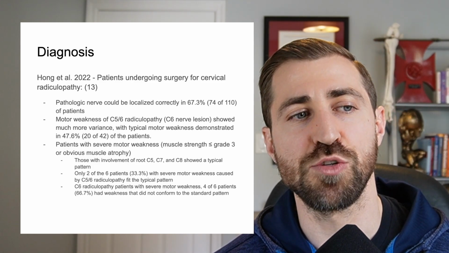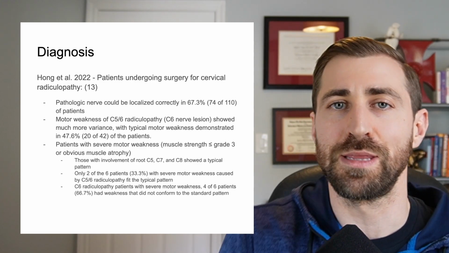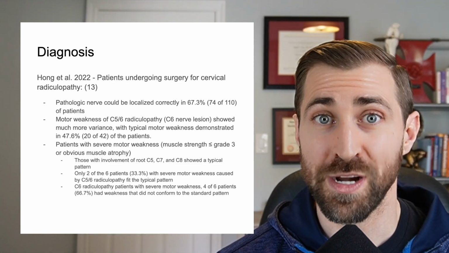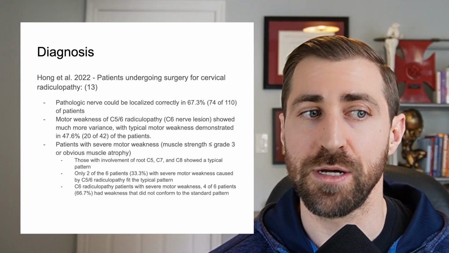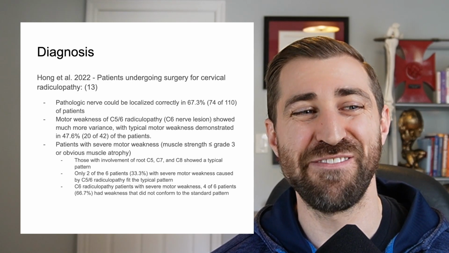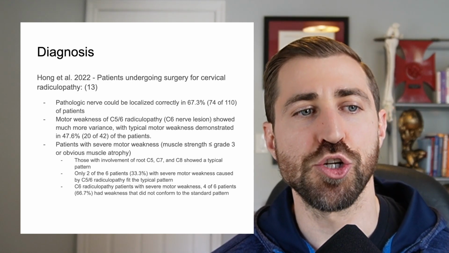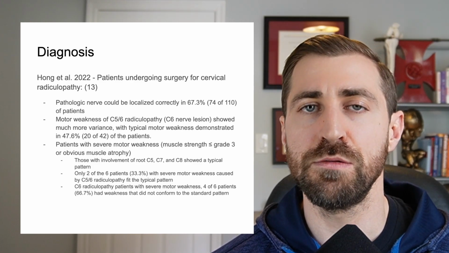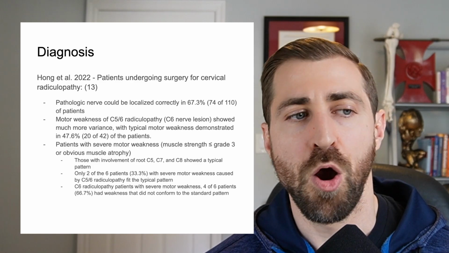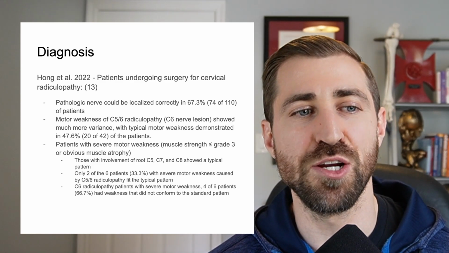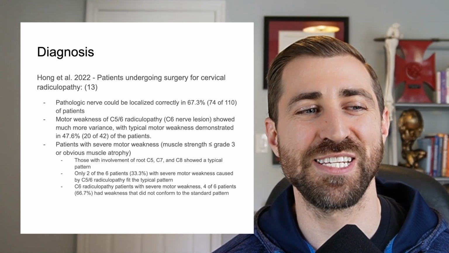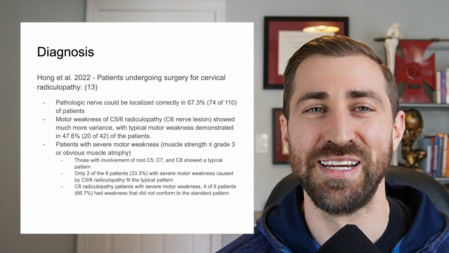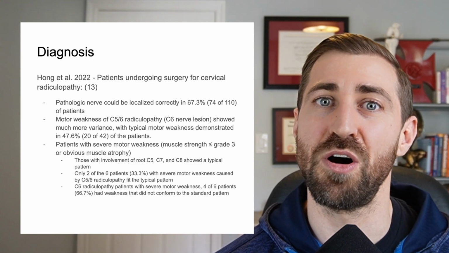Also, patients with severe motor weakness, so think about less than a 3 out of 5, can't lift my arm up against gravity, or if they had obvious atrophy of the area, those with involvement of root C5, C7, and C8 showed a typical pattern, right? So C5, not so good. These other nerve roots, a little bit better. Only 2 of the 6 patients with severe motor weakness caused by C5, C6 radiculopathy fit the typical pattern, right? So again, C6 didn't really match up well at all with severe weakness.